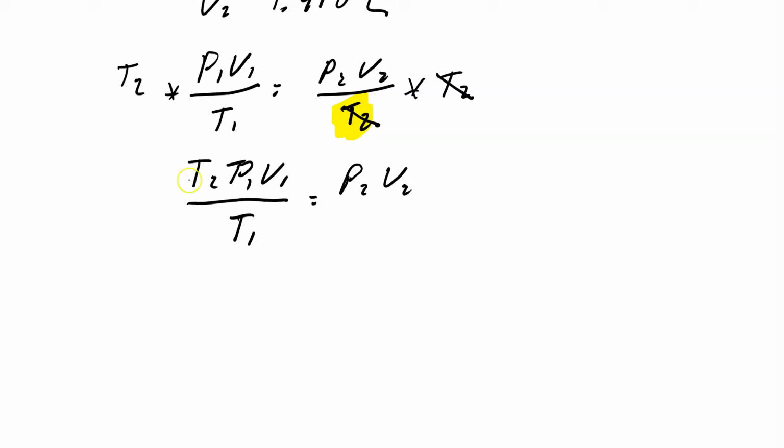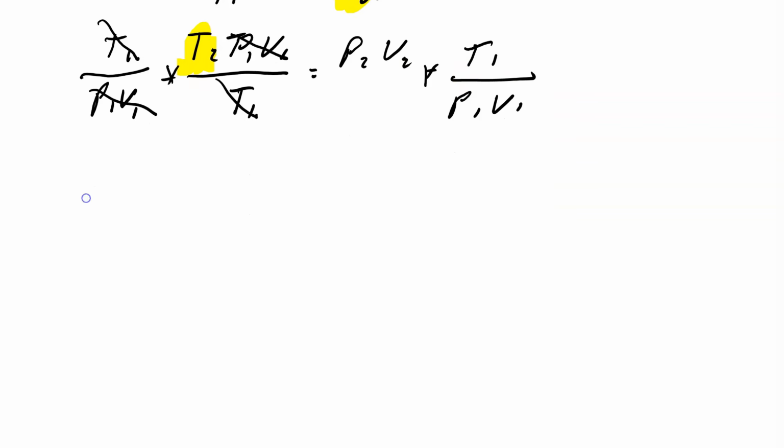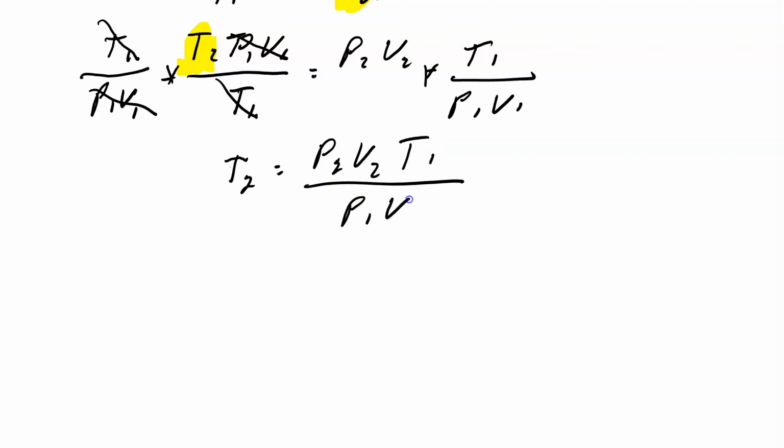Now, since we're looking for T2, we're going to multiply both sides of the equation by T1 over P1 V1. So let's multiply this side by T1 over P1 V1. P1 V1 cancel on this side of the equation. T1 cancels on this side of the equation. I'm now left with my desired T2 all by itself upstairs in the numerator, and now I'm going to collect terms on the right hand side. So we're now going to have our final form of the equation. T2 is going to be equal to P2 V2 T1 over P1 V1.